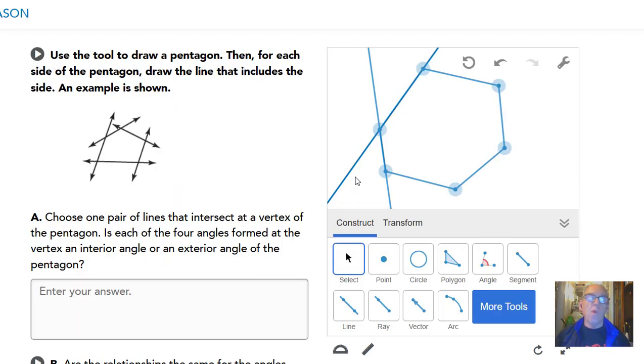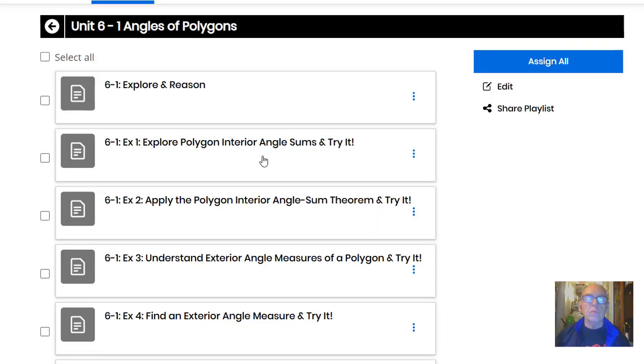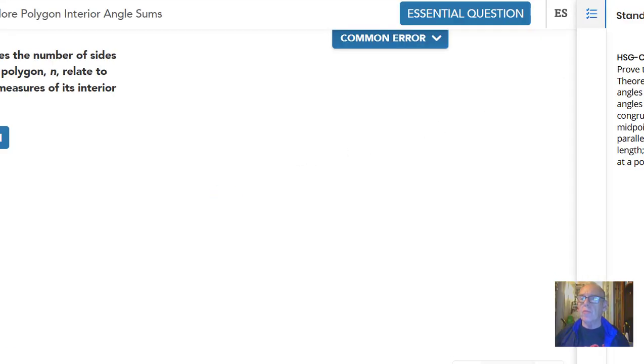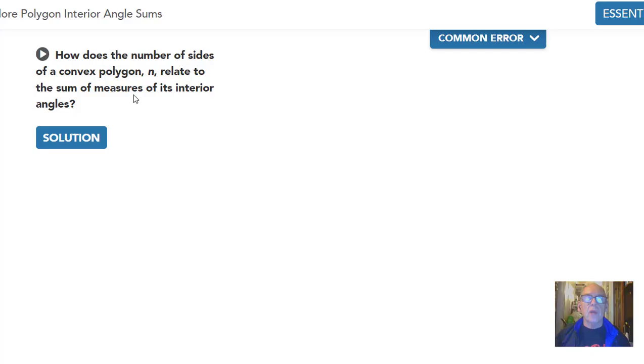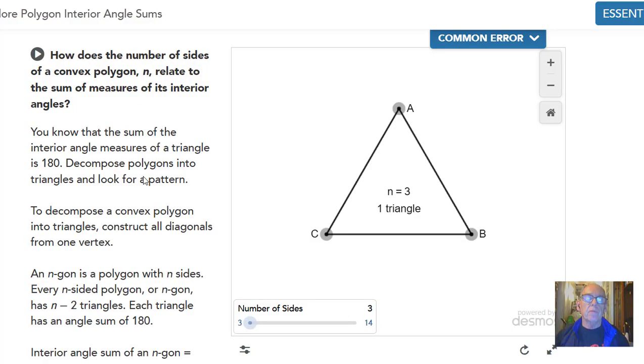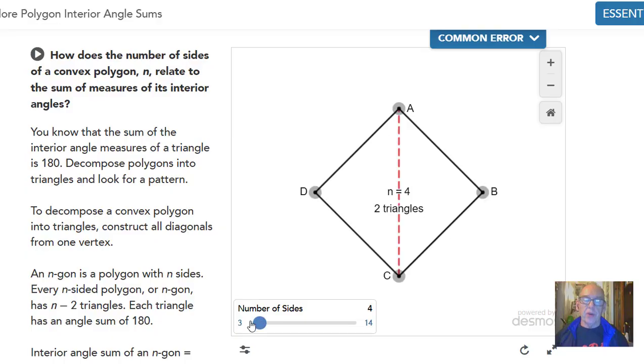Let me go to this example here. I think we're on example 2 though. Let's see what this is. Okay, here's our big question. How does the number of sides of a convex polygon, N, relate to the sum of the measures of its interior angles? Well, let's look here. Here we have a triangle. It's got 3 sides, and we know that a triangle has 180 degrees of interior angle measures. So 3 sides adds up to 180 degrees.